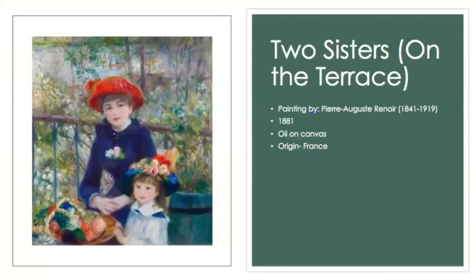The next painting I chose is Two Sisters on the Terrace. It's a painting by Pierre-Auguste Renoir. It was painted in 1881. It's an oil on canvas, and its origin is France. One of the things I really like about this painting is the vibrant colors.